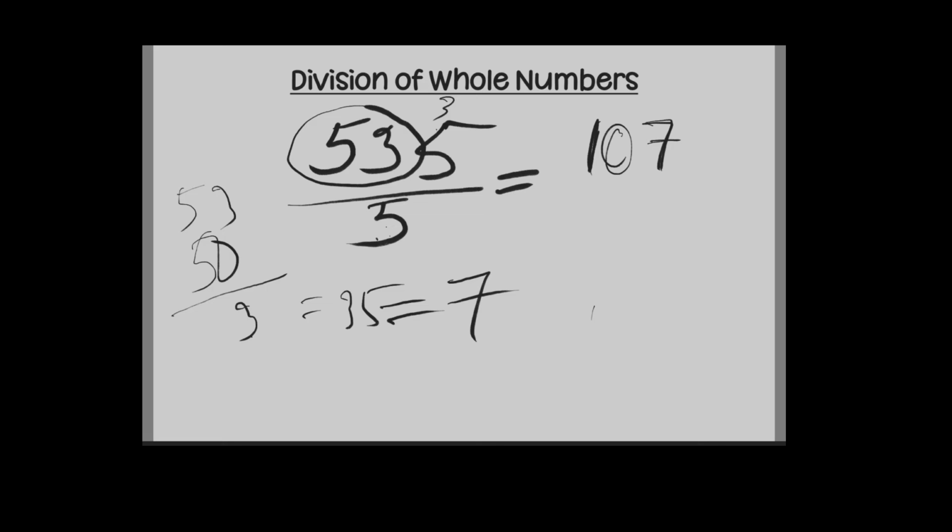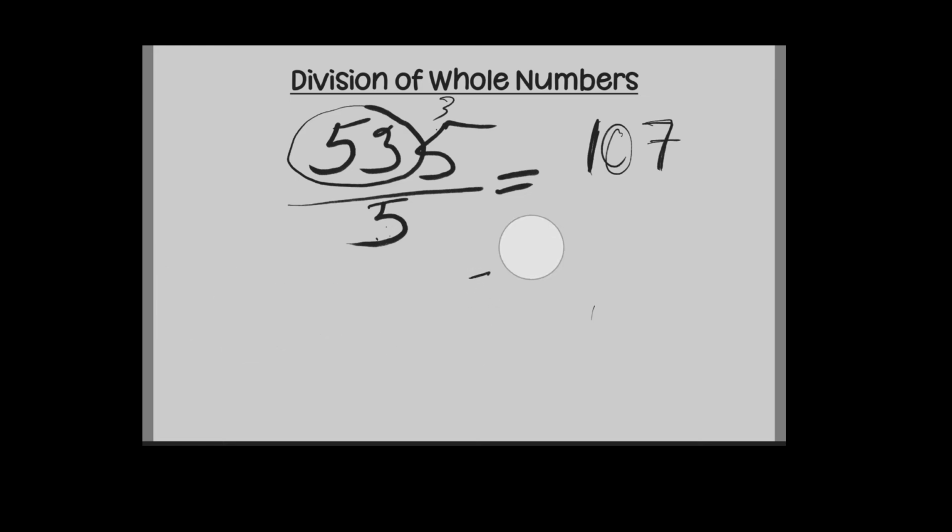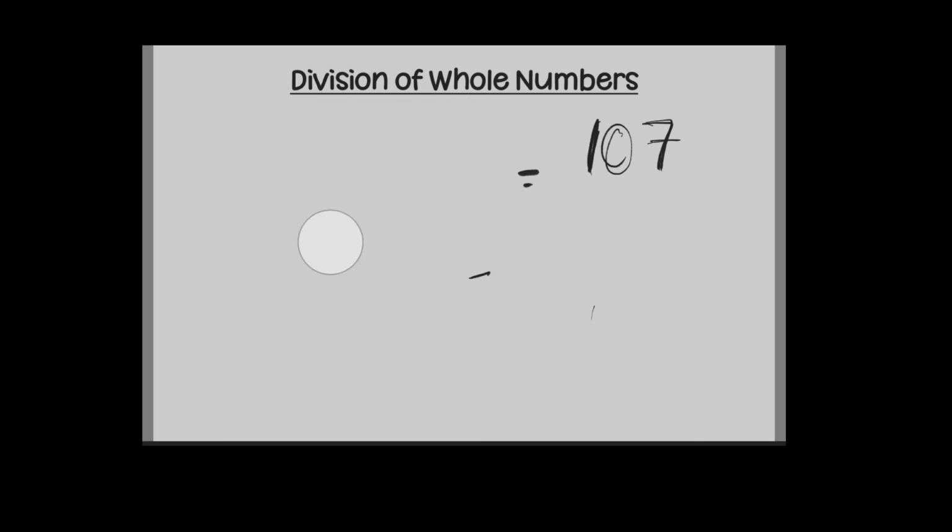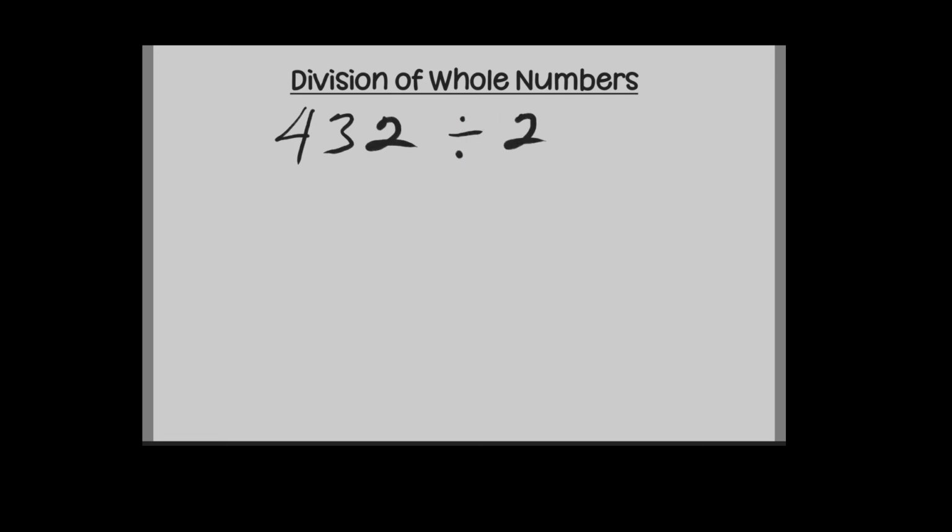I'm going to do one more example, and then I'm going to move on to the next topic. So let's do one more example. Say we have 432 divided by 2. So how do you solve this?